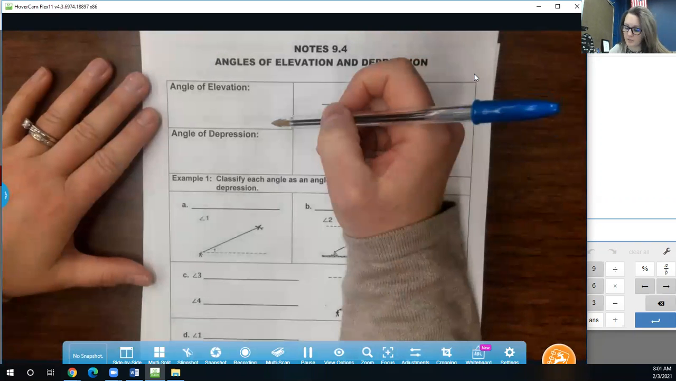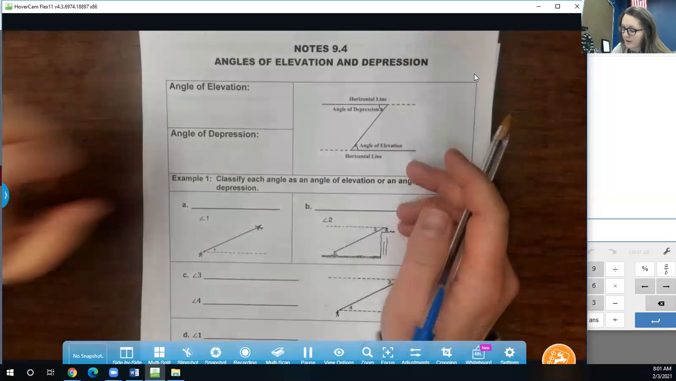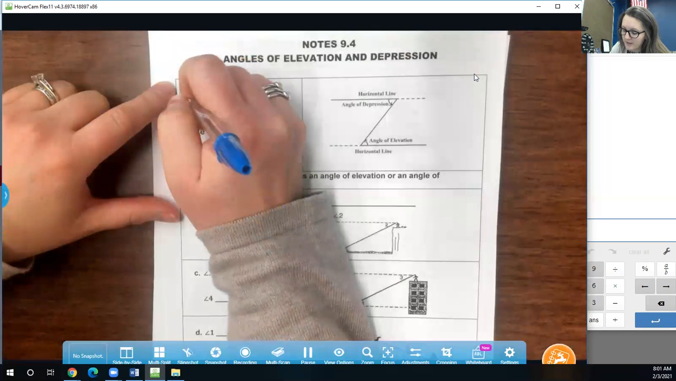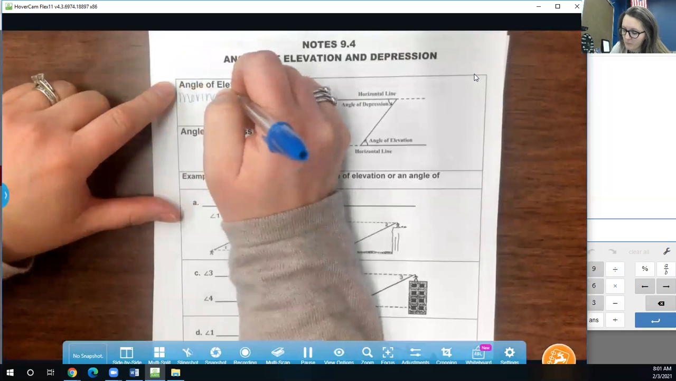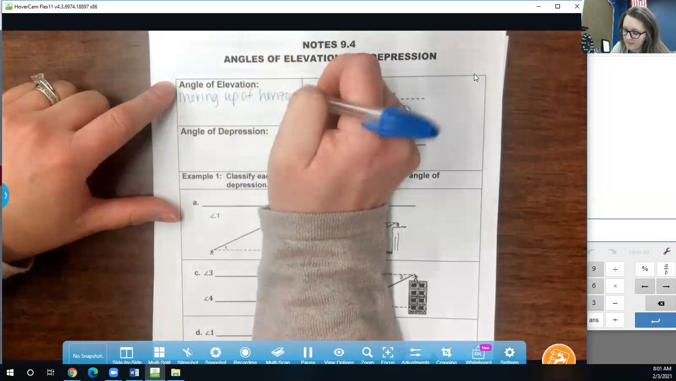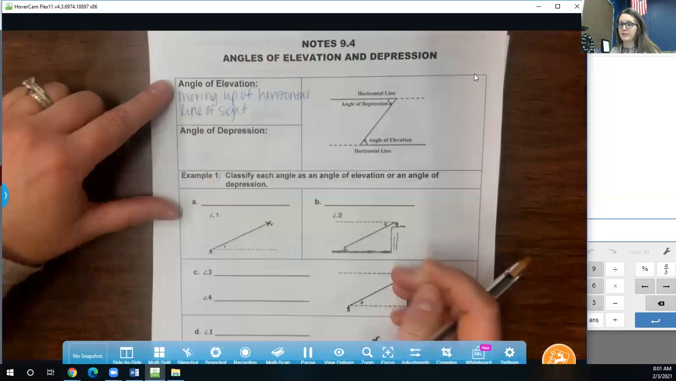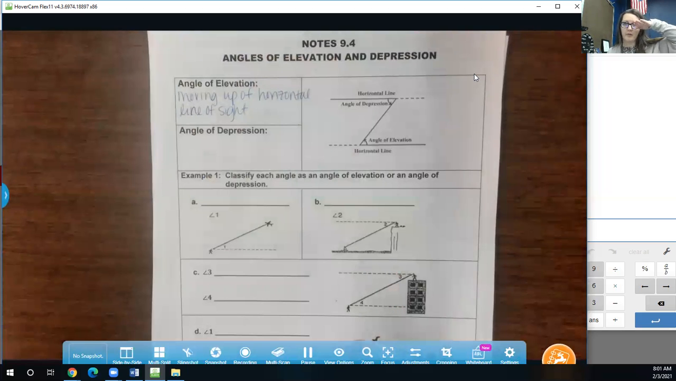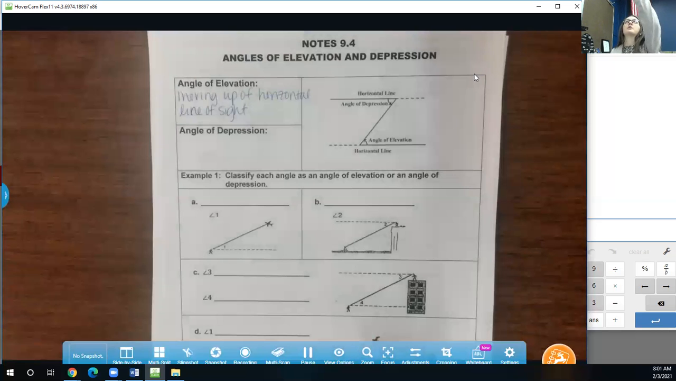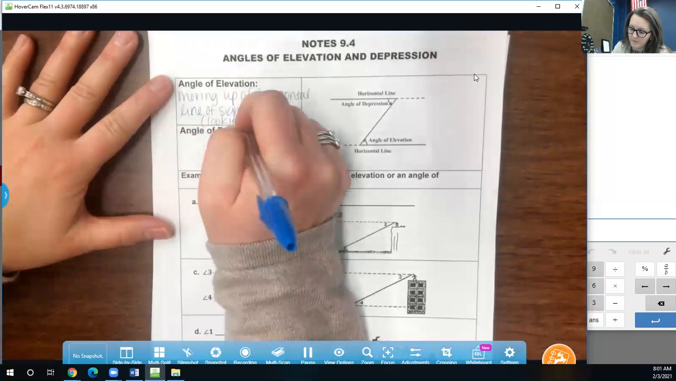So let's define these terms really quickly because sometimes these get a little bit tricky in deciding which one is what. So angle of elevation is a moving up of line of sight. Horizontal line of sight. And you'll see this when we do our clinometer activity. So think about if you're looking right straight, that's a horizontal line of sight. So angle of elevation would be an opening up. So you're gonna be looking up. So thinking about that, looking up, right?